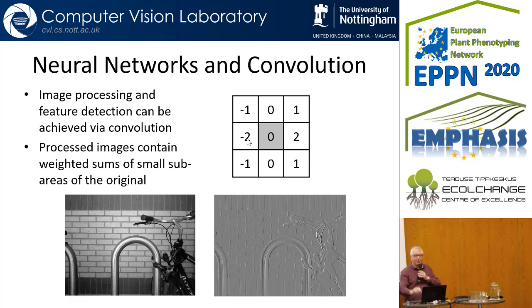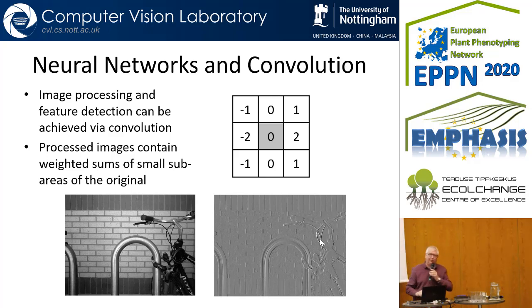So where it hits one of these white bricks, where the intensities are all the same, the value comes out to be 0 and you don't see anything. But where there's a change, you get a high positive or negative number. And so it highlights vertical lines in here. Loads and loads and loads of image processing operations can be put in that form.